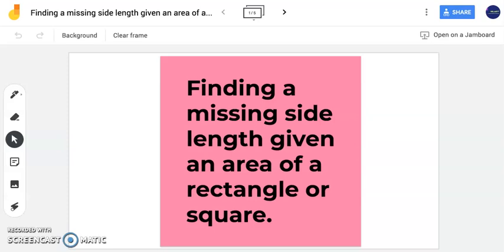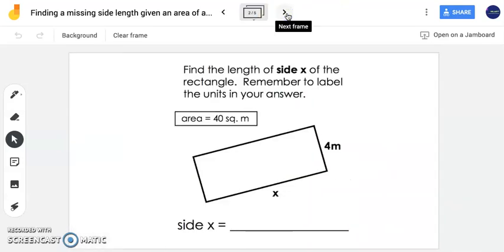Hello, today's video is going to focus on finding a missing side length given an area of a rectangle or a square. In the first problem here, it says find the length of side X of the rectangle. Remember to label the units in your answer. So it's asking for X, and notice we're given an area of 40 square meters.